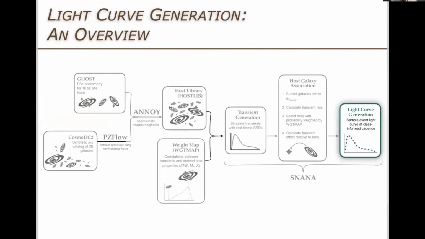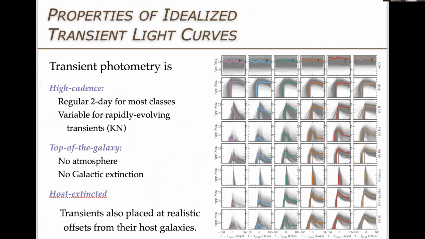I want to spend just 1 second talking about the sampling of the light curves within the catalog. So again, this is meant to be a truth catalog. So the photometry that we provide is extremely high cadence. So we provide 2-day cadence for almost all classes, but there are a couple where we use a variable cadence that increases the sampling near peak for rapidly evolving events like Kilonova, so you can still resolve that curve.